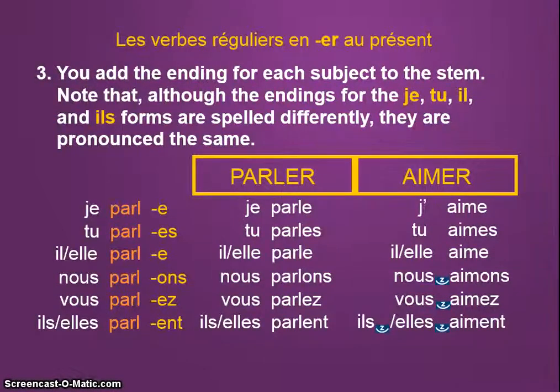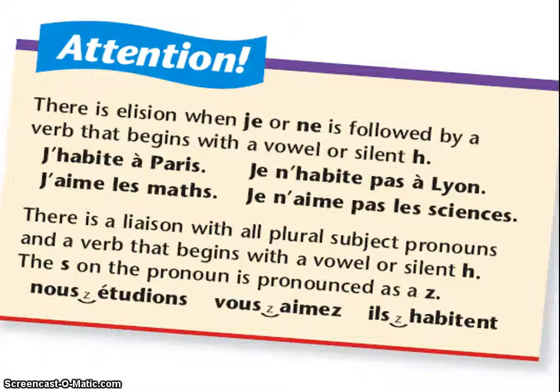Ils aiment, elles aiment. So that is what that elision is, when je or ne is followed by a verb that begins with a vowel or a silent H. The je becomes J apostrophe, and the ne becomes N apostrophe. So, j'habite à Paris, je n'habite pas à Lyon, etc. When there's a liaison, we do that with all plural subject pronouns and a verb that begins with a vowel or a silent H. So the S sound is pronounced as a Z. Nous étudions, vous aimez, ils habitent.